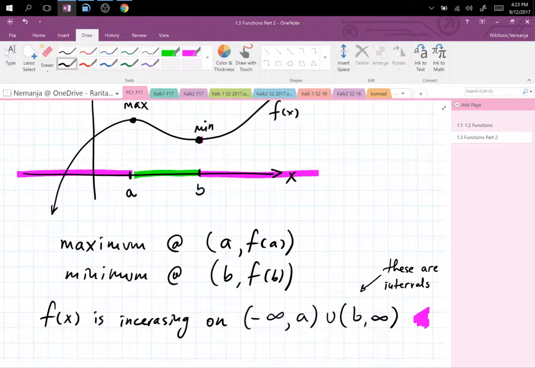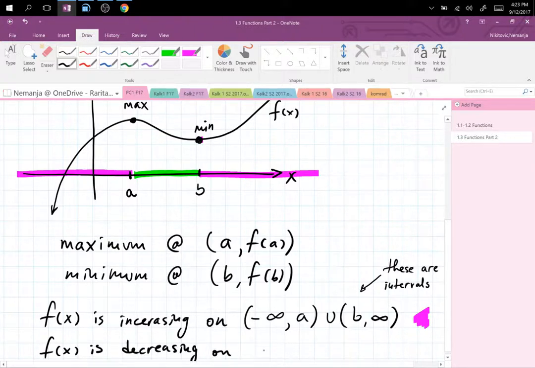So f of x is decreasing on a to b. And that's this color. Again, an interval. A is an x value, as you can see, and b is also an x value.